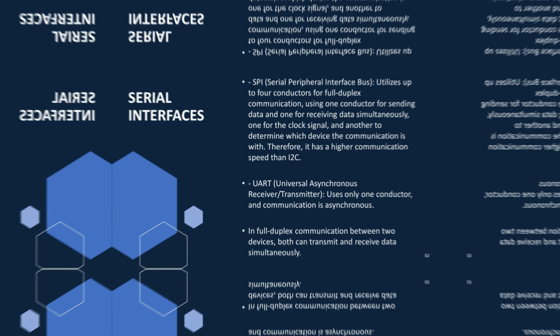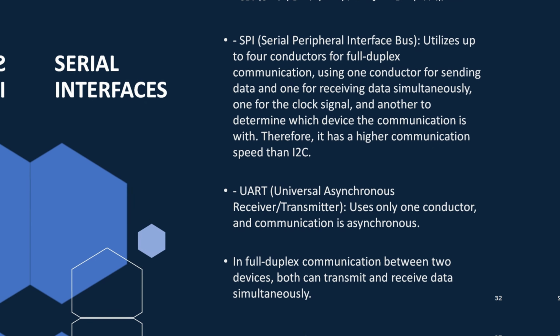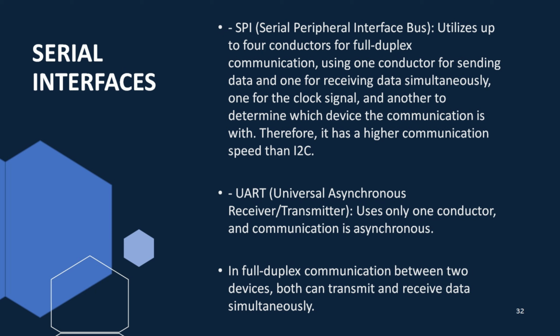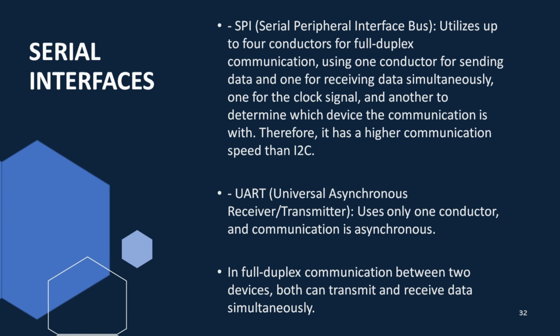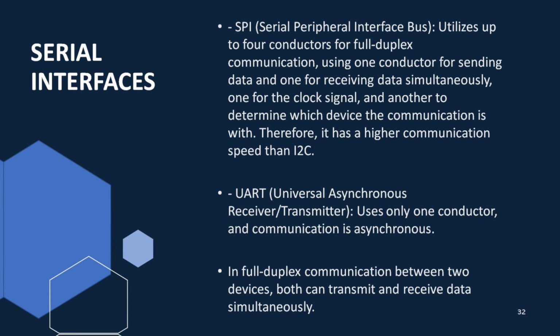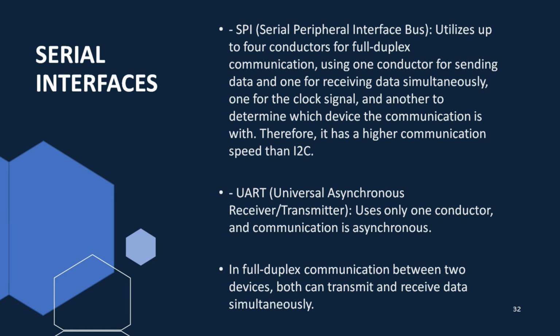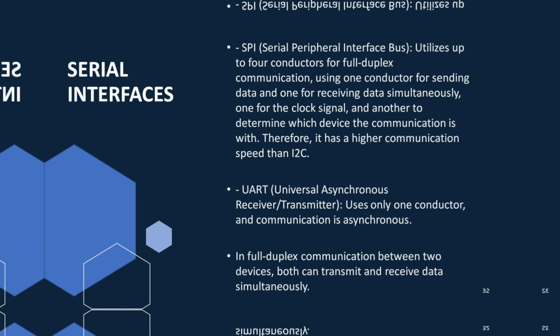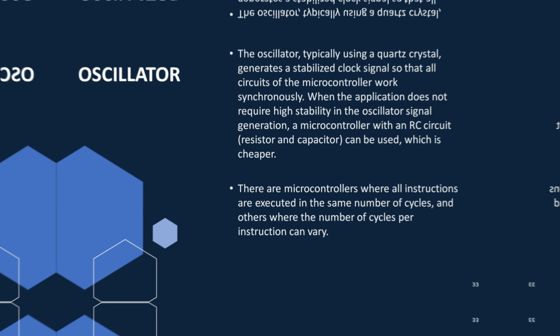SPI, Serial Peripheral Interface Bus, utilizes up to 4 conductors to enable full duplex communication. It employs one conductor each for sending and receiving data simultaneously, one for the clock signal, and another for device selection. Consequently, SPI boasts a higher communication speed compared to I2C. UART, Universal Asynchronous Receiver/Transmitter, operates with just one conductor for asynchronous communication. In full duplex communication between two devices, both can transmit and receive data simultaneously.